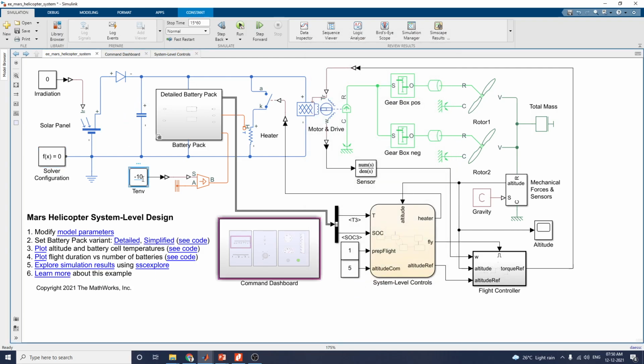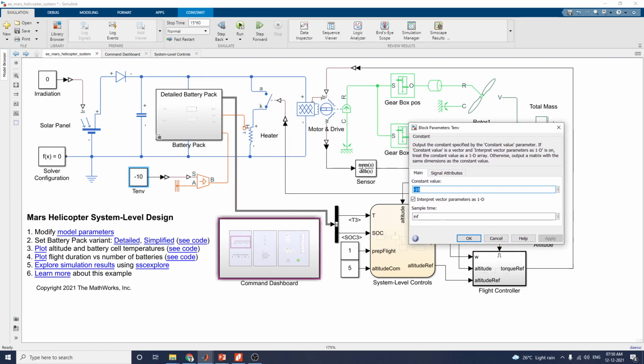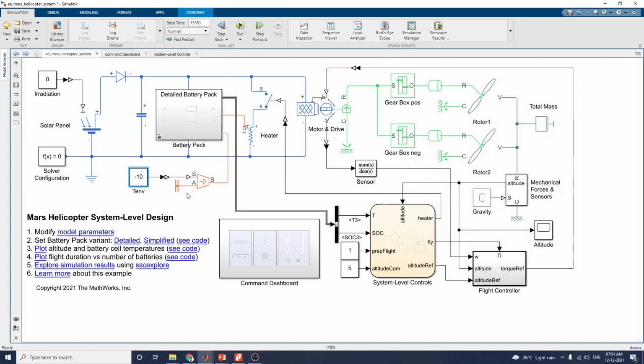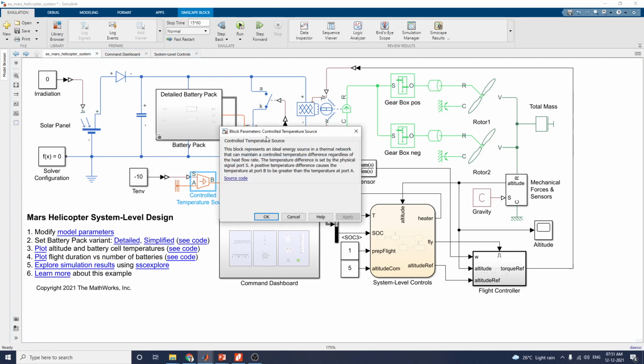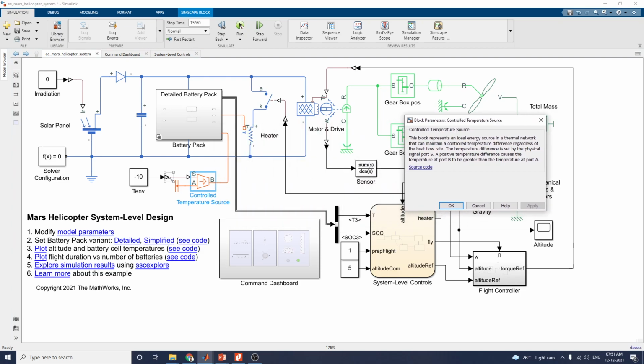and these are constant blocks also. It gives the output of the constant specified by the constant value parameter. If the constant value is a vector and interpret vector parameters as 1-D is on, it treats the constant value as a single array. This block is the current controlled temperature source. This block represents an ideal energy source in the thermal network that can maintain a controlled temperature difference regardless of the heat flow rate.